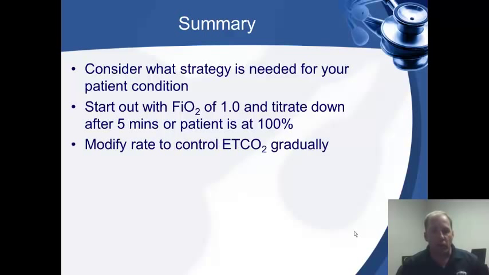You want to modify the rate to control the end tidal gradually. Make sure you don't change this rate drastically because you can overshoot and drop their CO2 very quickly. I would be very careful whenever I was adjusting rates. Start out with 16 for your lung injured patients. Start out with about 10 for your obstructed patients. Make sure you give those guys time to expire.